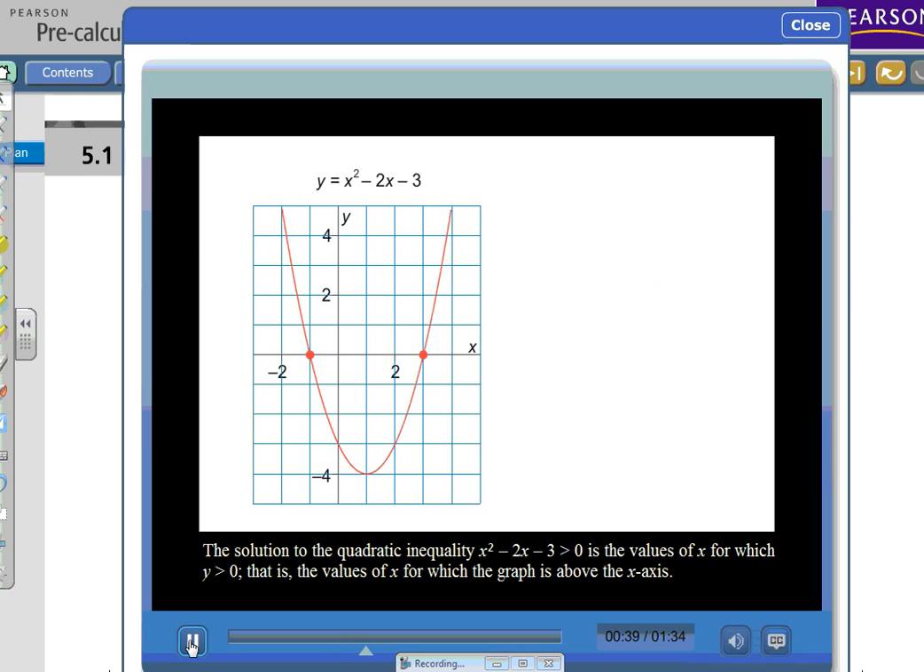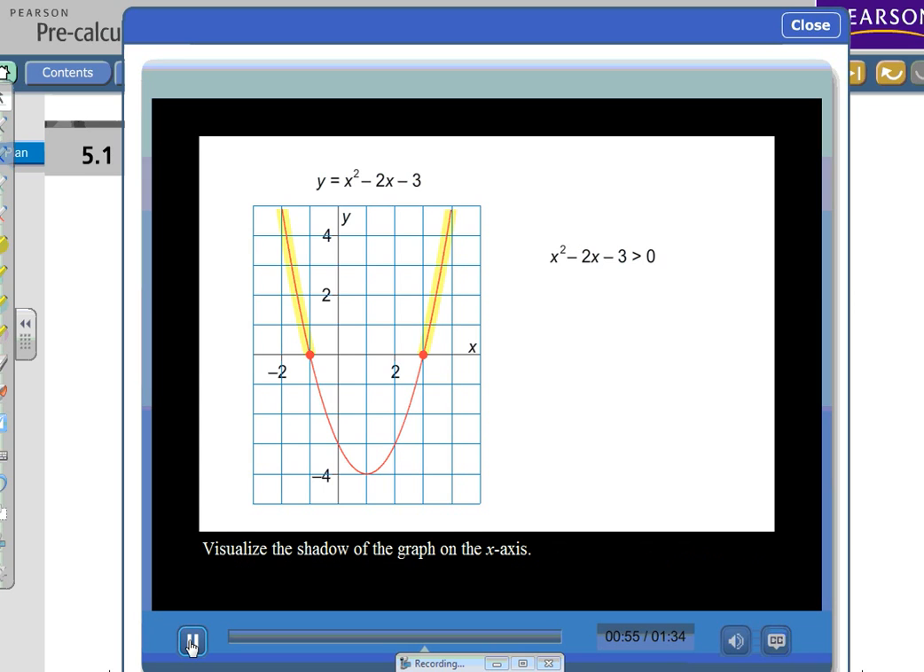The solution to the quadratic inequality x squared minus 2x minus 3 is greater than 0 is the values of x for which y is greater than 0. That is, the values of x for which the graph is above the x-axis. Visualize the shadow of the graph on the x-axis. The solution is any value of x less than negative 1 or greater than 3.